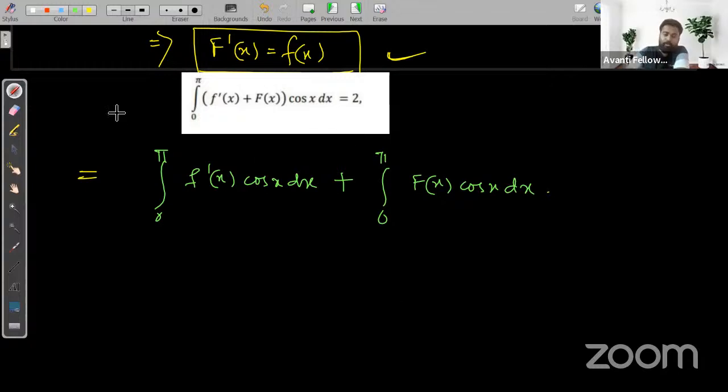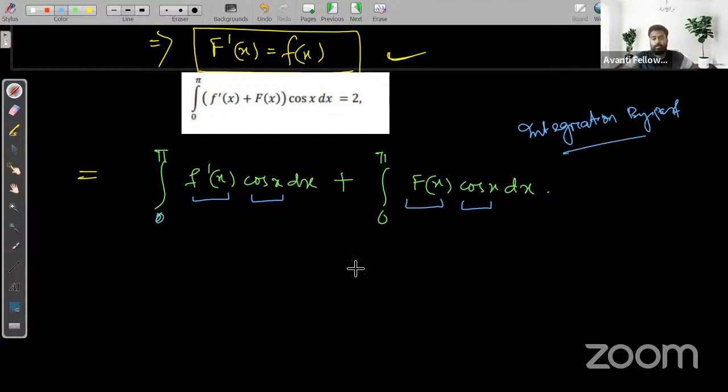If I ask you, when you are given the integral of a product of two functions, which method should we use here? Which method should we use to relate the integrals? Two integrals we are getting here, but in each integral we have a product of two functions, f dash of x cos x and capital F of x cos x, right? So what is the method we should use? Integration by parts. Integration by parts we will use to solve these two integrals.